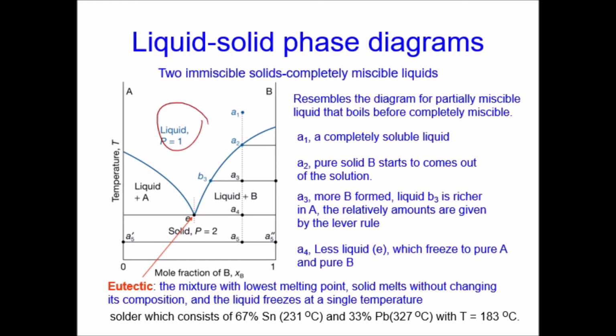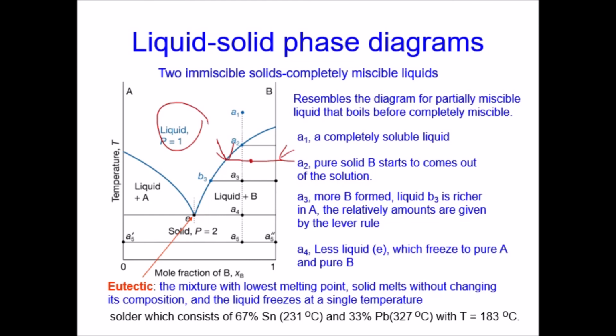For example, on the right side, any point here represents 2 phases. When we draw the teal line, the left curve indicates it's a liquid. On the right side, it's solid B. So that means at this point, solid B freezes first. All A remains in the solution. Some B still remains in the solution, but some B freezes out.